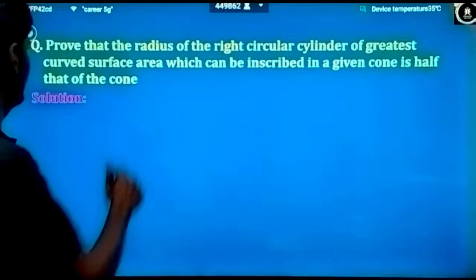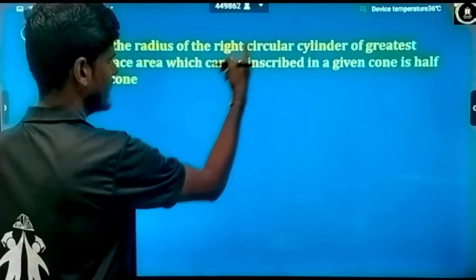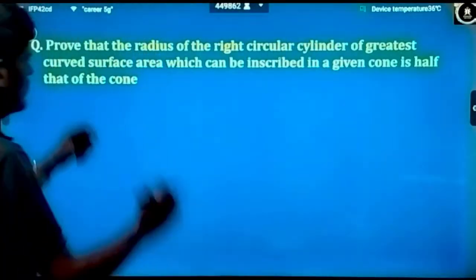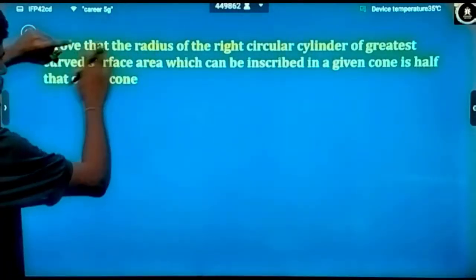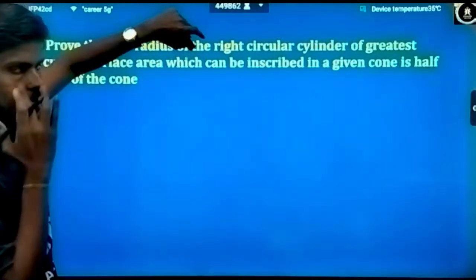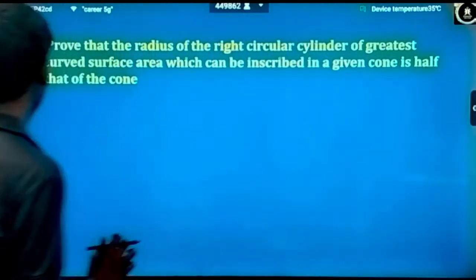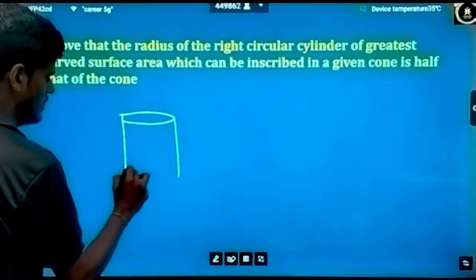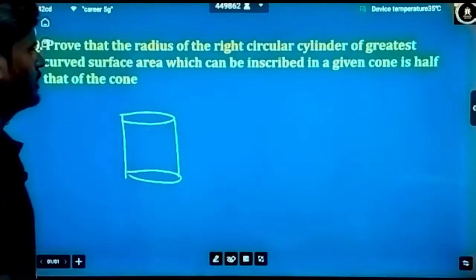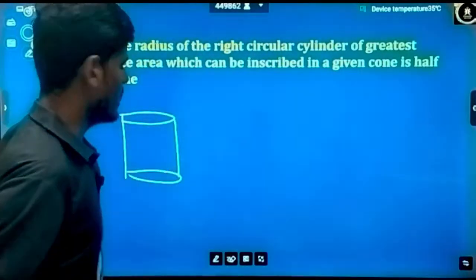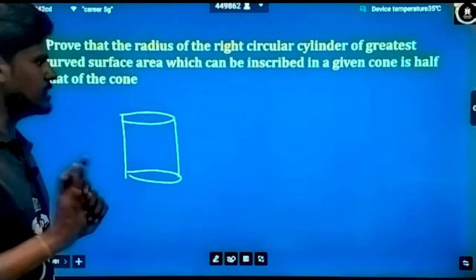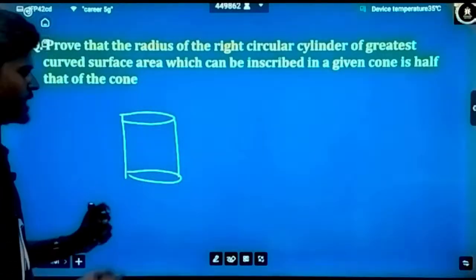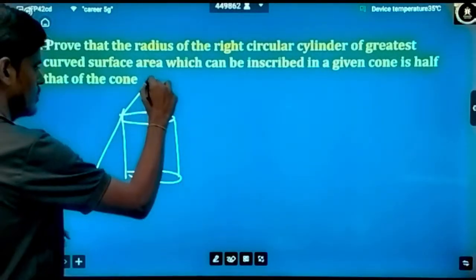What is the first statement? Radius of right circular cylinder. First, while reading such questions, what we need to do is read it bit by bit. What is given first? Prove that, leave that portion. Radius of, leave that portion. Right circular cylinder. Okay, sir. Cylinder is there. Let's make a cylinder first. Right circular cylinder of greatest curved surface area. Okay, this cylinder has the greatest curved surface area which can be inscribed in a cone. So this cylinder is actually inscribed inside a cone. Let this be cone.